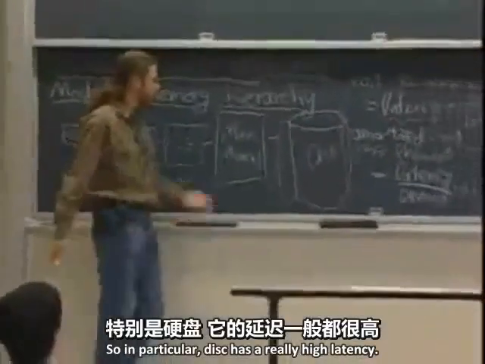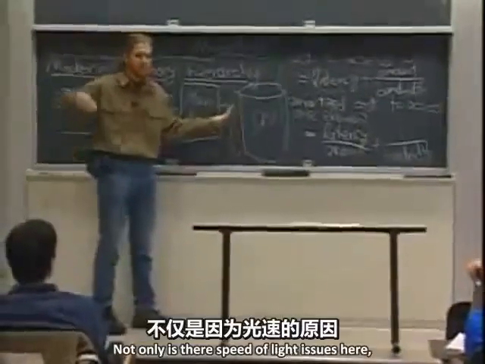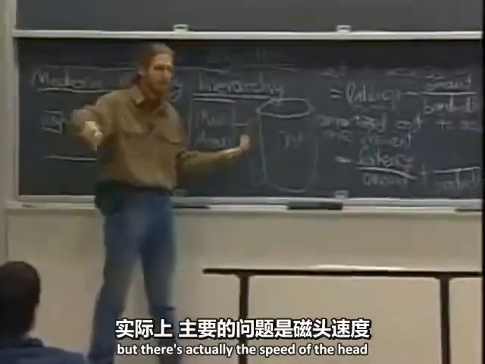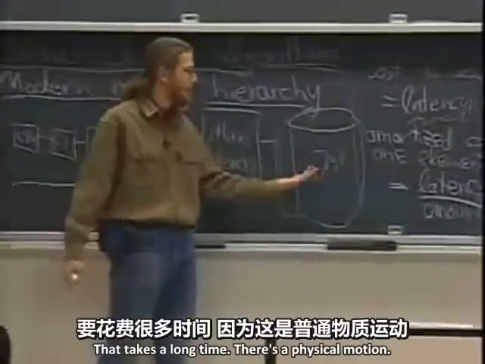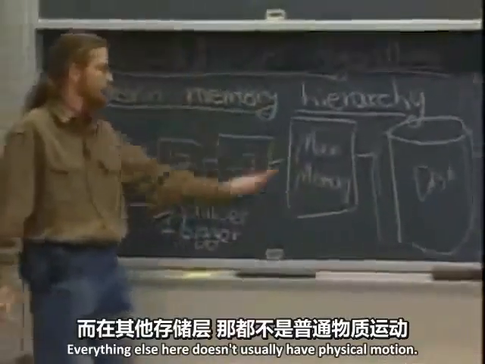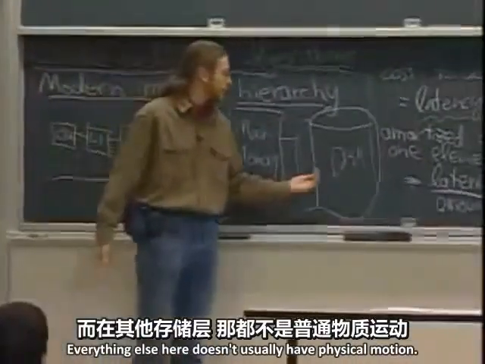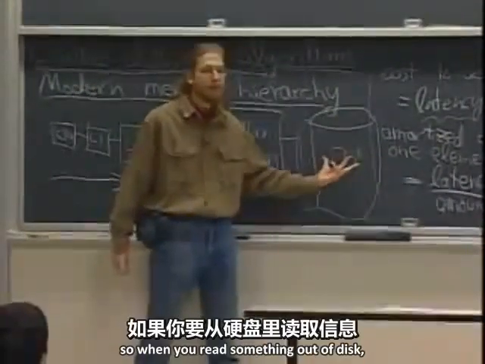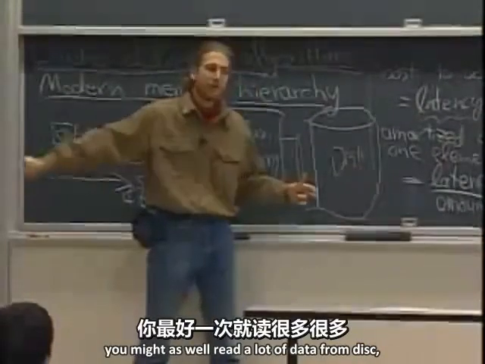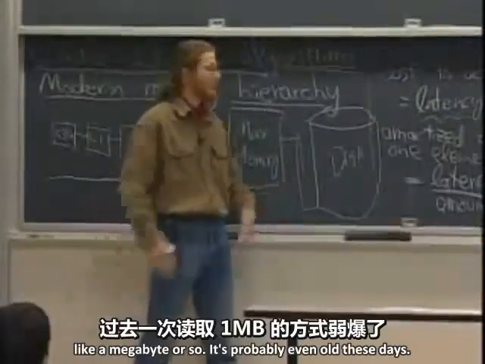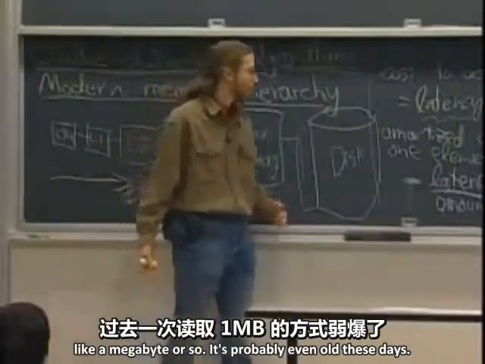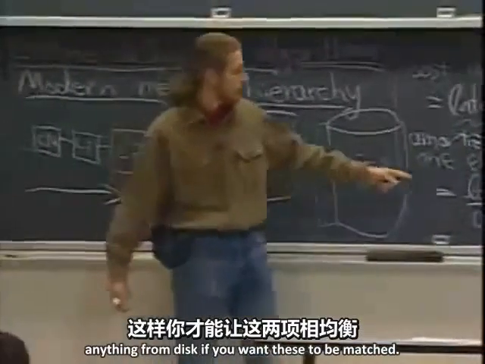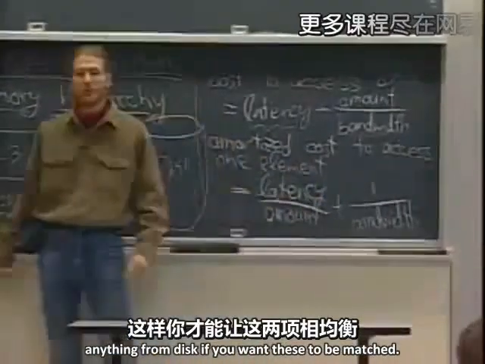In particular, disk has a really high latency. Not only are there speed of light issues here, but there's also the speed of the head moving on the tracks of the disk. That takes a long time. There's a physical motion. Everything else here doesn't usually have physical motion. It's just electric. So this is really slow in latency. So when you read something out of disk, you might as well read a lot of data, like a megabyte or so. It's probably even old these days. Maybe you read multiple megabytes when you read anything from disk, if you want these to be matched.